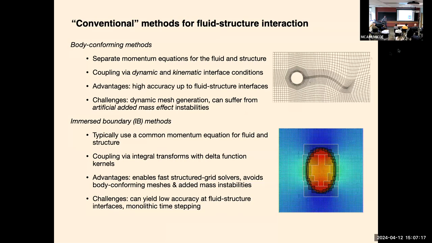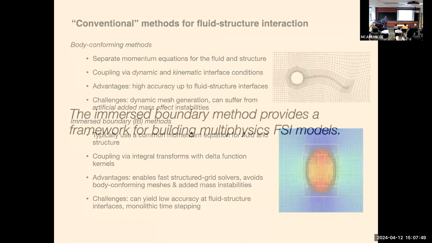And using different time step sizes, when you have this conforming description of the fluid structure system, is one of the sources of these artificial added mass effect instabilities. So if you have a structure that moves into a region where there used to be fluid, or vice versa, that can lead to instabilities if things aren't handled properly. So some of the things that you get from these partitioned formulations are also the causes of some of their challenges.